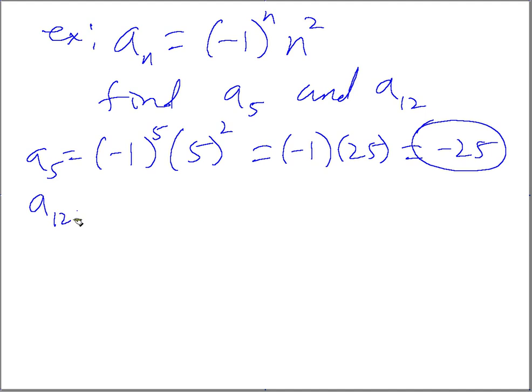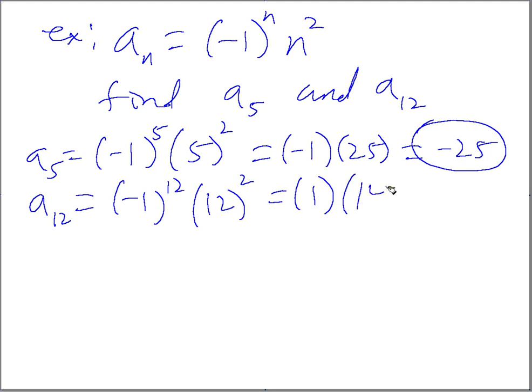What about a sub 12, or the 12th term in the sequence? Well, that's negative 1 to the 12th power then, right? Times 12 squared. Negative 1 to 12 is what? Positive 1, right? This is positive 1 now, because a negative number to an even power is positive. Times, what's 12 squared? 144. So this is just 144. Alright? So again, not too hard. If we're given the nth term, we simply plug it in to find out what is the number in that sequence. Alright, anyways, let's take a look at series then.